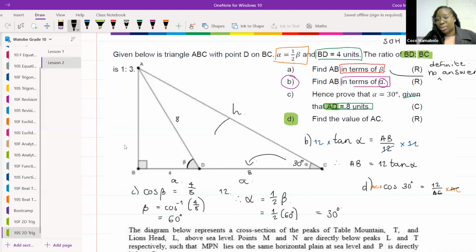AC on the side will cancel, so I will have AC cos of 30 degrees is equal to 12. I want AC on its own, so I'm going to divide both sides by cos of 30, right? That will give me AC is equal to 12 divided by cos of 30 degrees, which should give me 8.